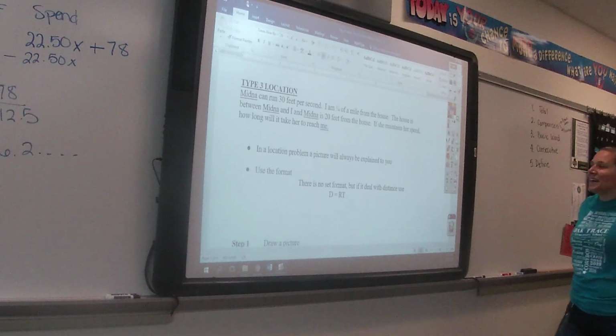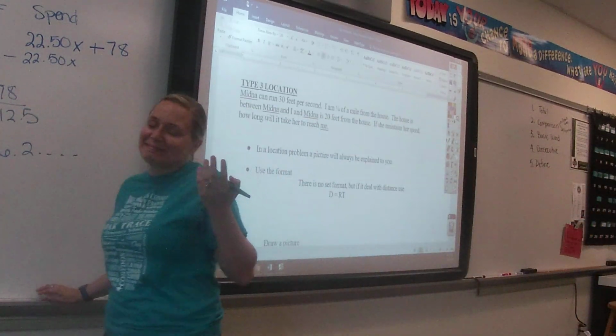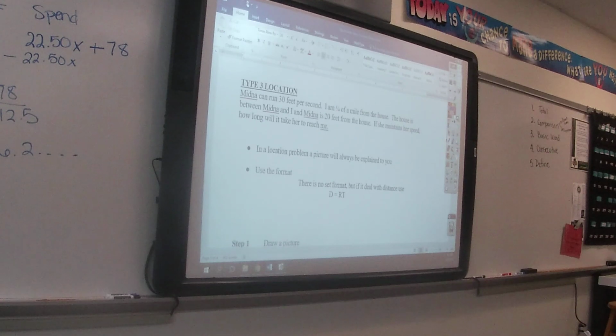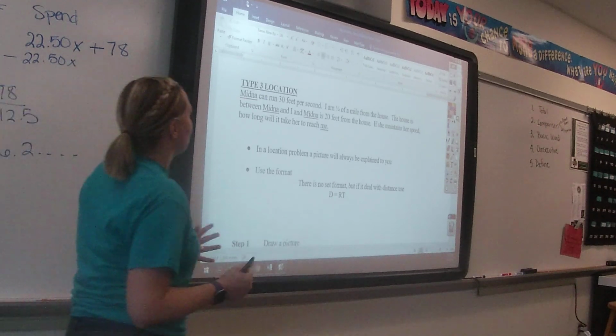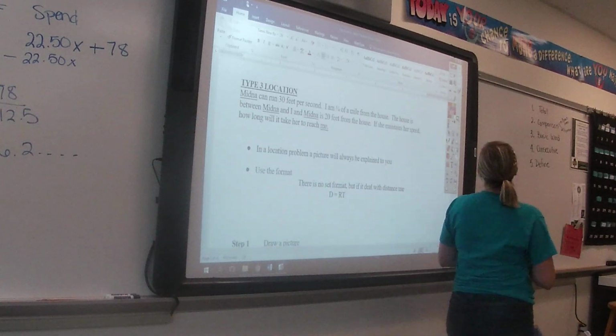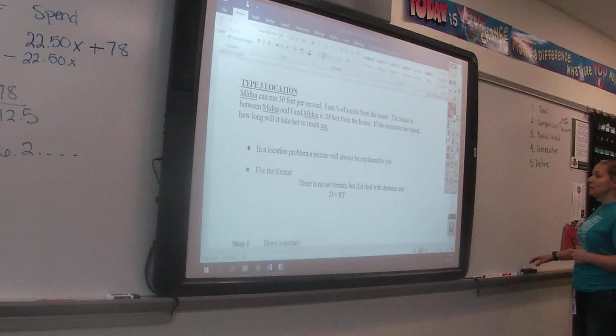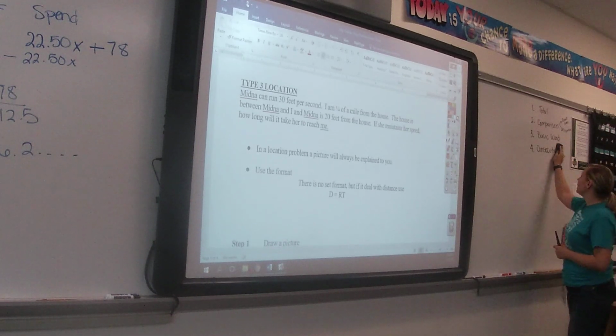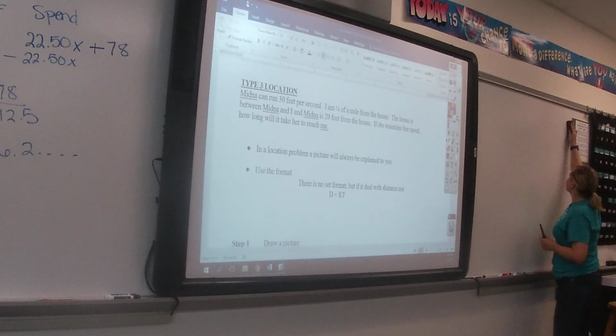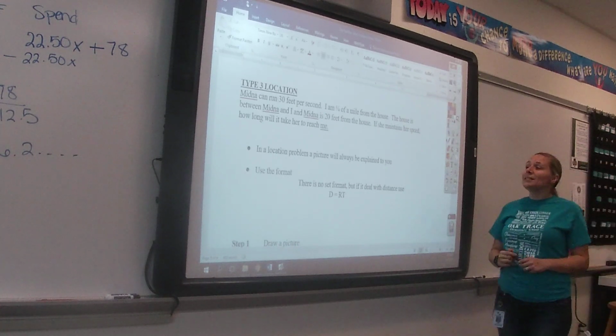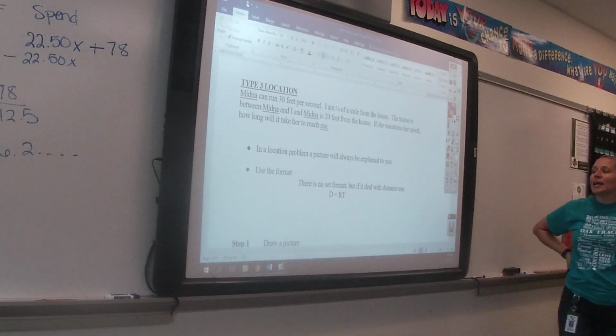Midna can run 30 feet per second. Totally made that number up. Have no idea what's reasonable. It's wishful thinking about my dog, who mostly moves at the pace of a sloth, but whatever. I am a quarter of a mile from the house. The house is between Midna and I, and Midna is 20 feet from the house. If she maintains her speed, how long will it take her to reach me?